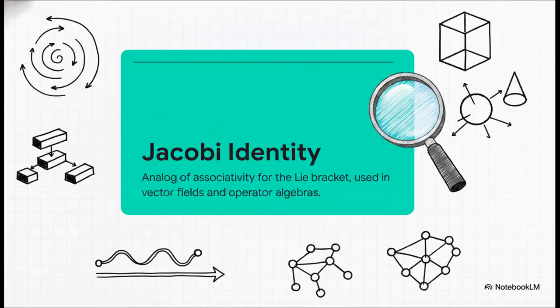To complete our map, we have the Jacobi identity. This is an unyielding structural rule, essentially the ultimate mathematical glue that ensures complex operator algebras stay perfectly sound. If you're studying vector fields or Hamiltonian mechanics, this is the foundational property that keeps all the math structurally stable.